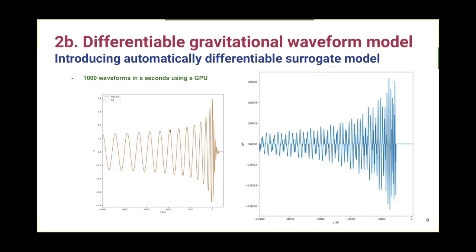This way, while GW Surrogate can give you one waveform in 0.1 seconds, because now I'm using JAX, I can generate 1,000 waveforms in 1 second or less. And this uses a GPU. So that's the speedup I get. But at the same time, what I get without any cost is automatically differentiable waveforms whenever I want.